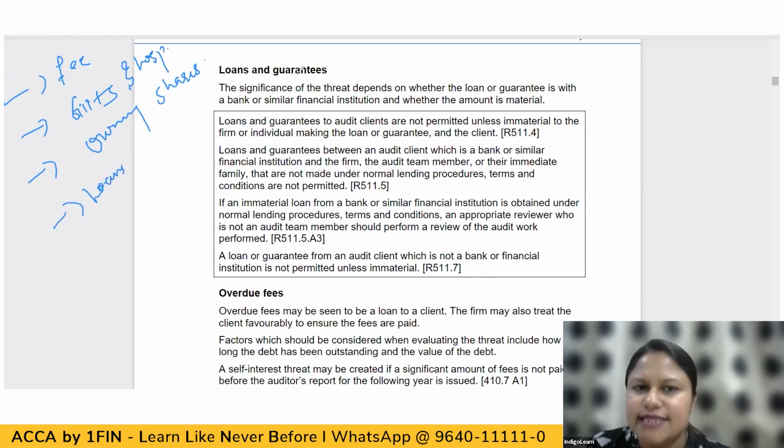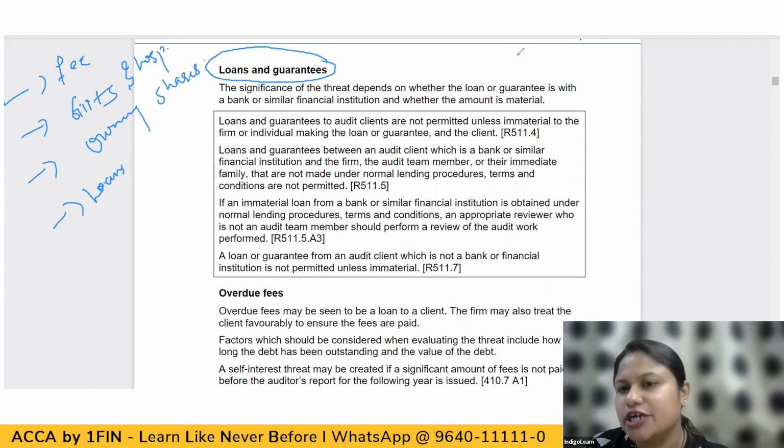Okay. Now, understand very clearly, when you want to be the auditor of a particular client, see that there is no transaction like this with that client. Do not exchange loans. Don't give, don't take a loan. Guarantees: don't stand as a guarantor, don't take a guarantee from the client. This is definitely going to impact your objectivity.